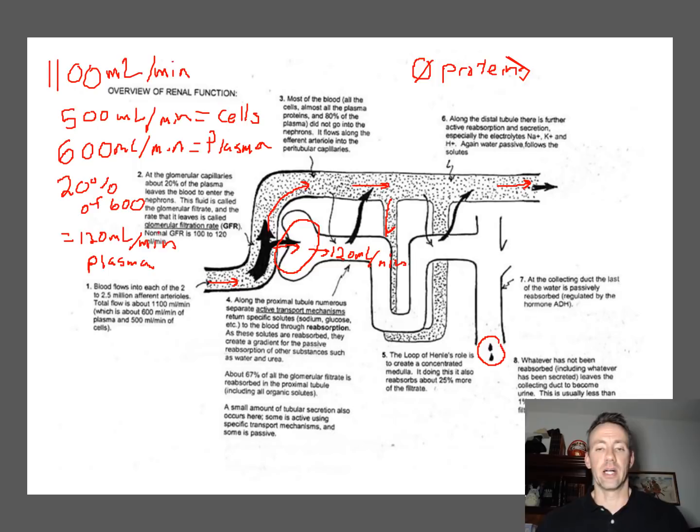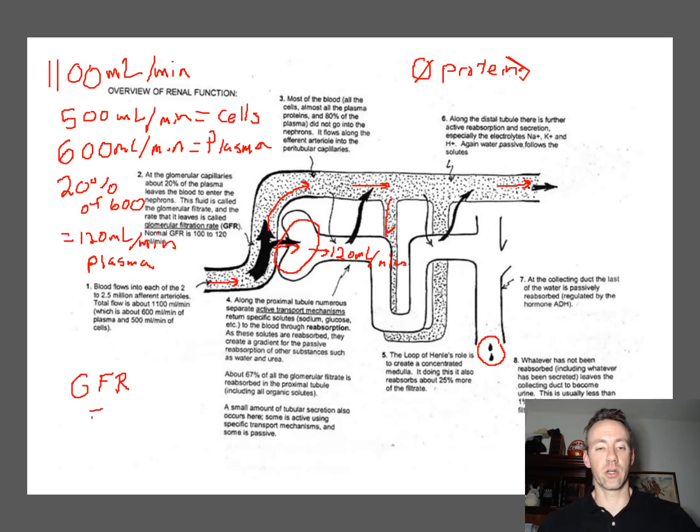Okay, and so that plasma that does get filtered, typically that volume is about 120 mils per minute. And in fact, what we call that filtrate that enters into the nephron, that rate or volume rate, is called the GFR, or glomerular filtration rate.